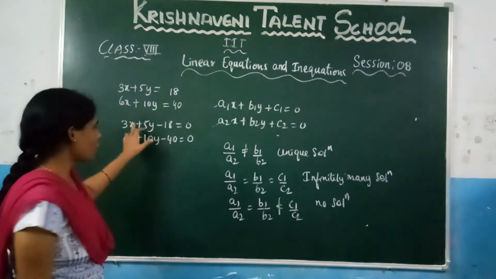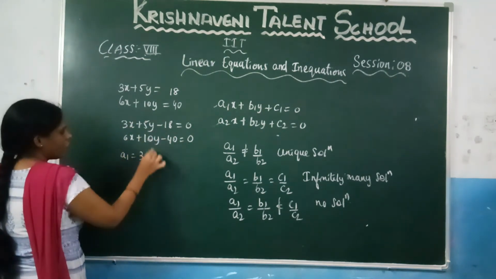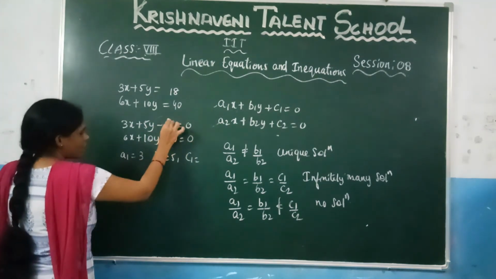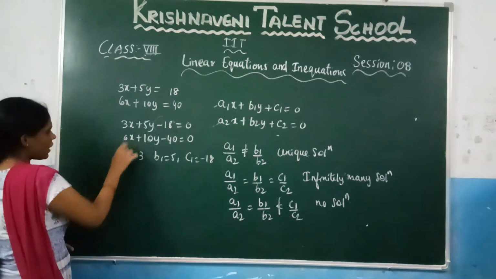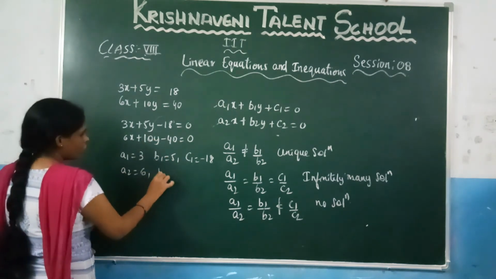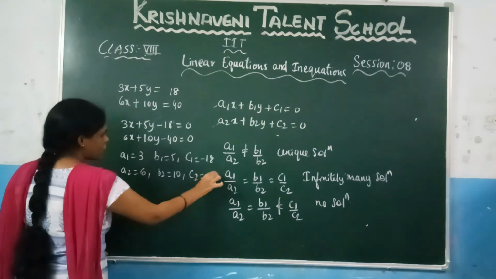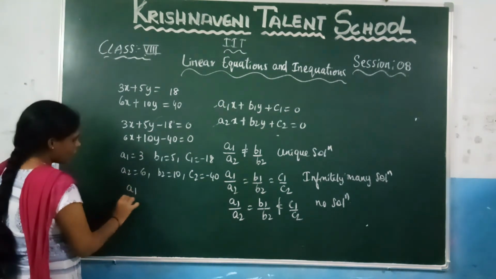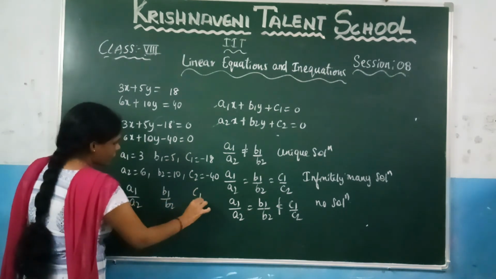Now what is the value of a1 here, which is 3. What is the value of b1? 5. And what is the value of c1, which is minus 18. Now let us go for the next one. What is the value of a2, which is 6. And what is the value of b2, which is 10. And what is the value of c2, which is minus 40. Now take the ratio of these values. You will get a1 by a2, b1 by b2, c1 by c2.